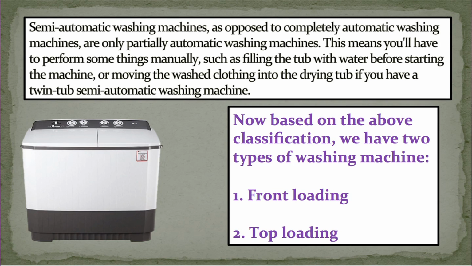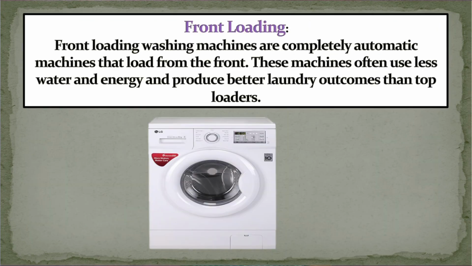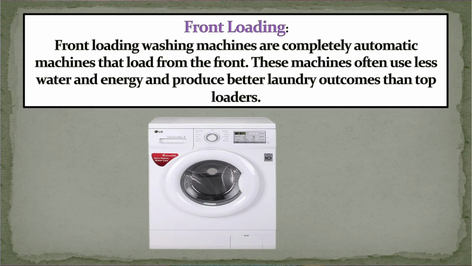Now, based on the above classification, we have two types of washing machine in the market. One is called front loading, other is called top loading. Front loading washing machines are completely automatic machines that load from the front. The integrated washing machine is designed with its door installed in the front of the machine.